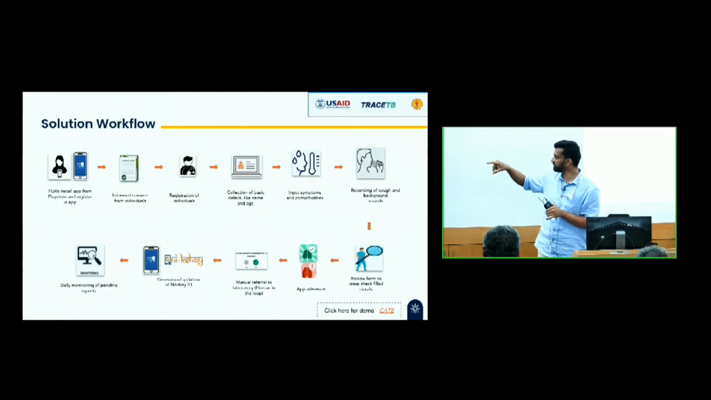But if the app predicts that this is not a TB case, it's negative, then the human will further check into the symptoms, and based on her or his judgment while talking to the patient, he or she might overrule it and make it a positive case. We'll come to the statistics of such cases here.